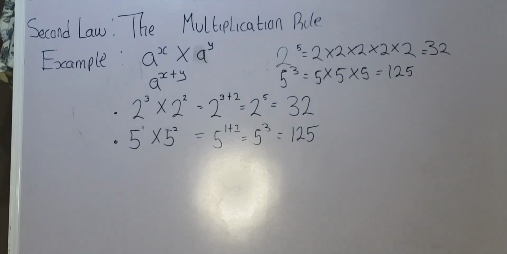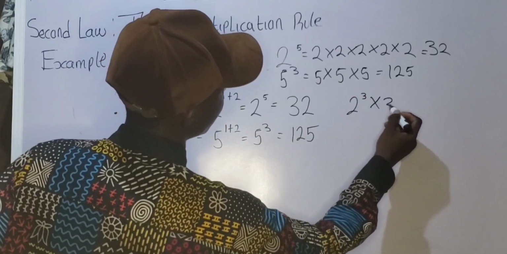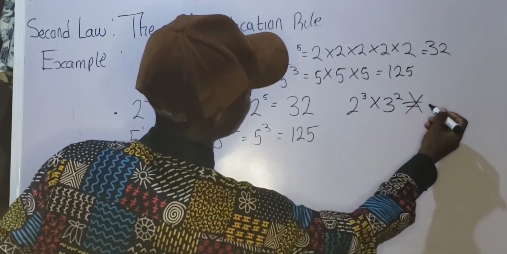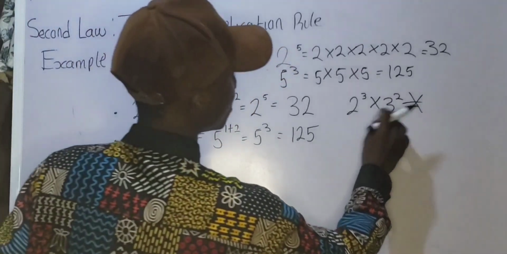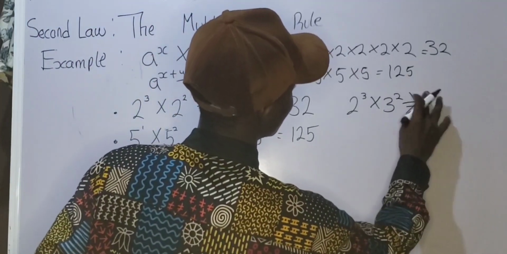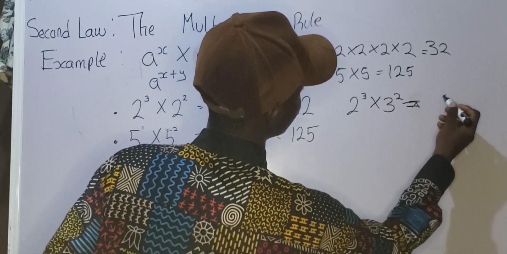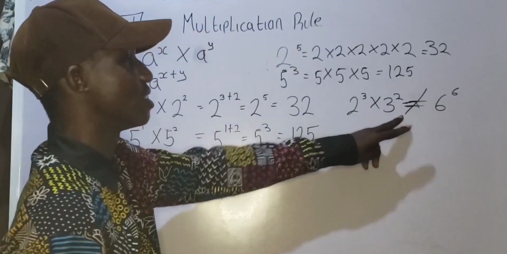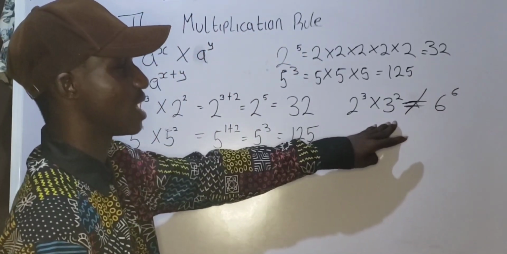Now, I want you to pay attention. This rule is not applicable when we have a situation like this: 2 raised to the power of 3 multiplied by 3 raised to the power of 2. We cannot apply the multiplication rule because we don't have the same base. So this cannot be equal to 6 raised to the power of 6. It's not equal to 6 raised to the power of 6. The reason why we cannot apply the rule is because we do not have the same base.